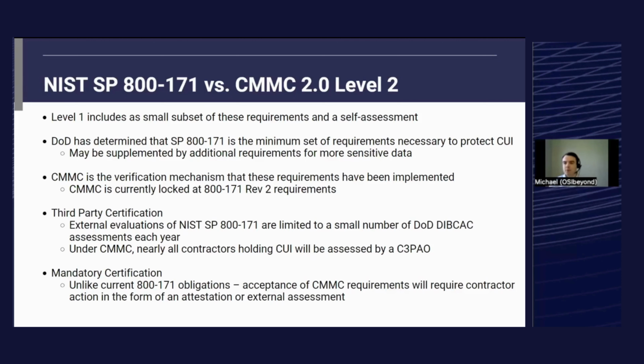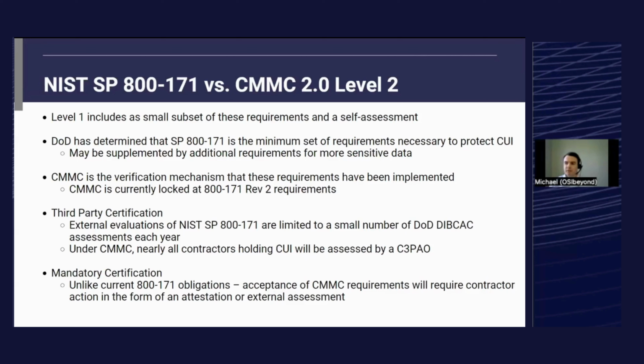Taking a step back, though, and looking at 171 as a whole, per the DoD, they've determined that 800-171 is effectively the minimum set of requirements that need to be met by an organization to protect CUI. They can be supplemented by additional requirements. If we're thinking about CMMC Level 3, those 800-172 controls, perhaps export control considerations, and other situations with certain specified types of CUI. But that baseline does stay in place, and they apply regardless of the size of the organization. They effectively follow the data, whether you have 1,000 people or 5.